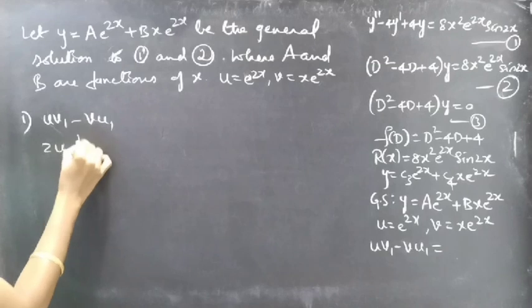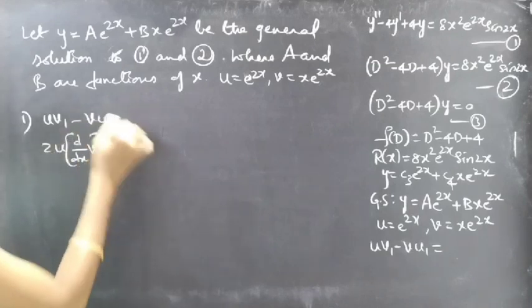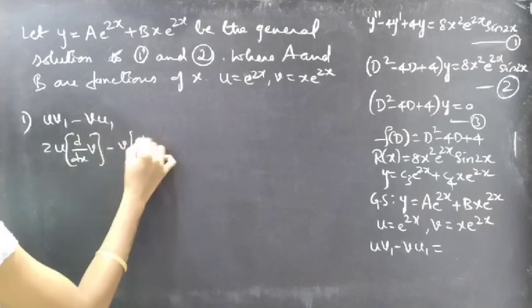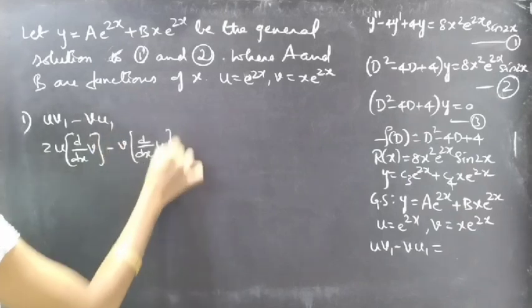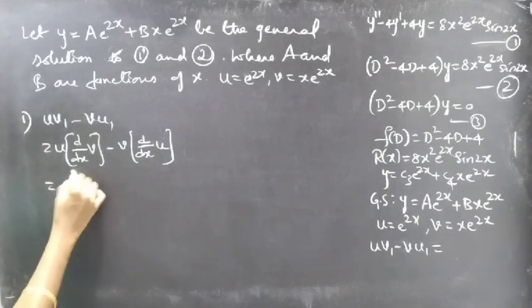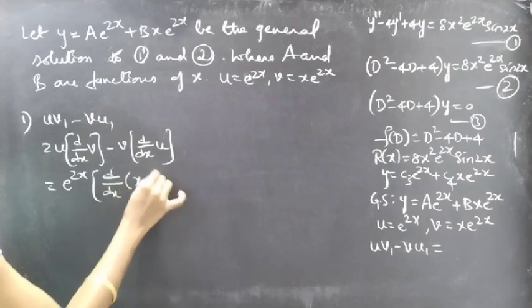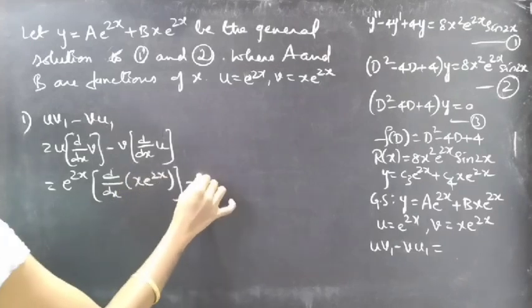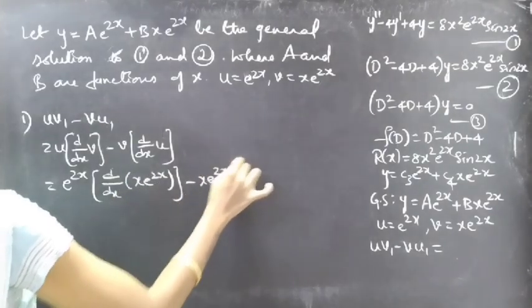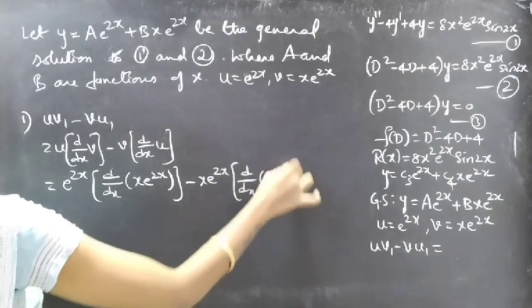Here v1 is nothing but derivative of v with respect to x, minus v into derivative of u1, which is nothing but derivative of u with respect to x, right? Now substitute u and v here. e power 2x into derivative of v with respect to x minus v into derivative of u with respect to x.